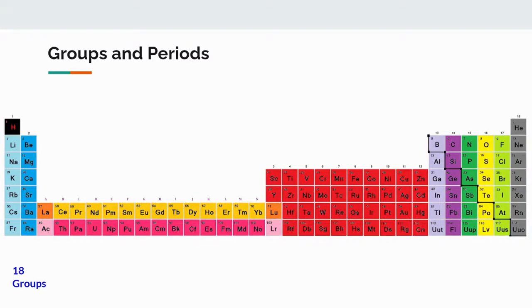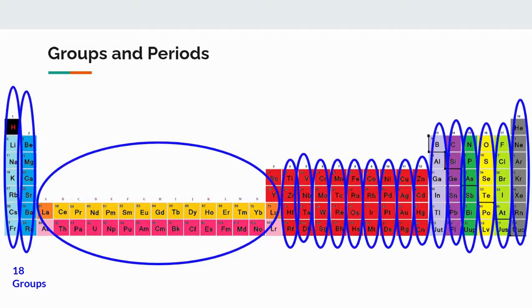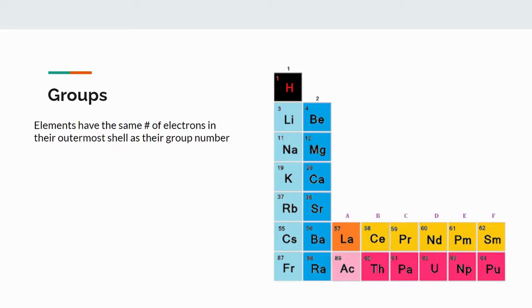Let's talk about the groups and periods. The groups are the ones that vertically line up. So group number 1 is hydrogen, lithium, sodium, and so on and so forth. There are 18 groups. Elements have the same number of electrons in their outermost shell as their group number. So hydrogen, lithium, and sodium all have 1 electron in their outermost shell, along with others.